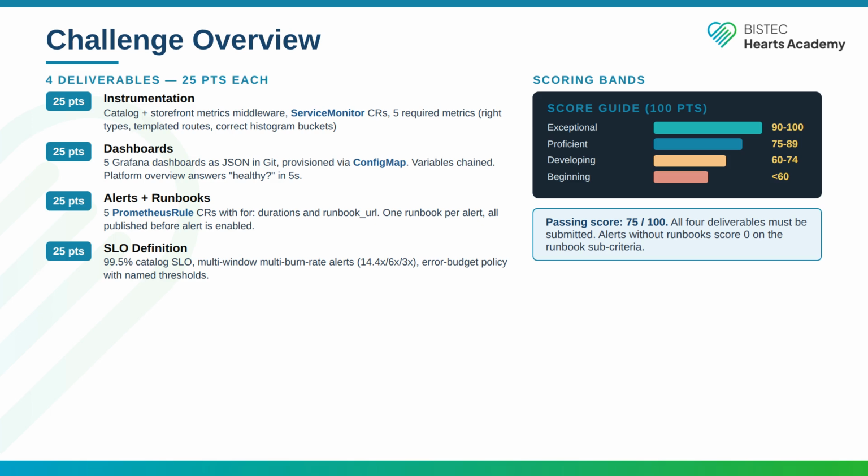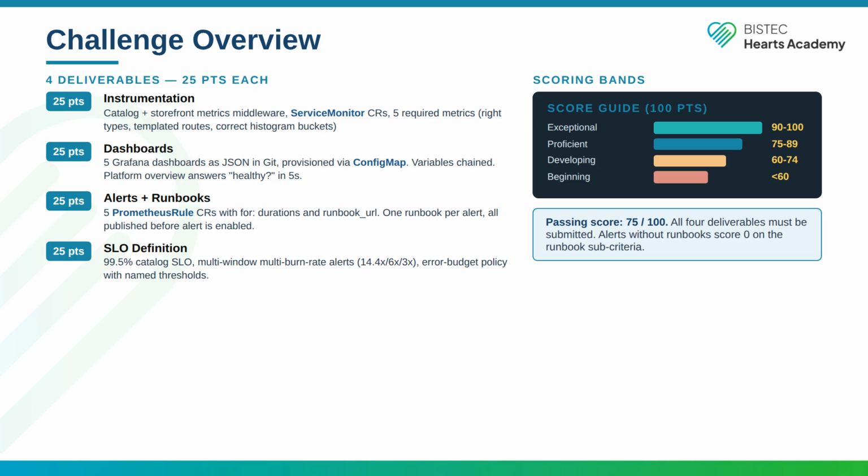Deliverable 2 is dashboards. Build 5 Grafana dashboards: catalog, storefront, worker, platform overview, and SLO. Exported as JSON, committed to Git, and provisioned via Kubernetes ConfigMap. The platform overview must answer, is everything healthy? In under 5 seconds.